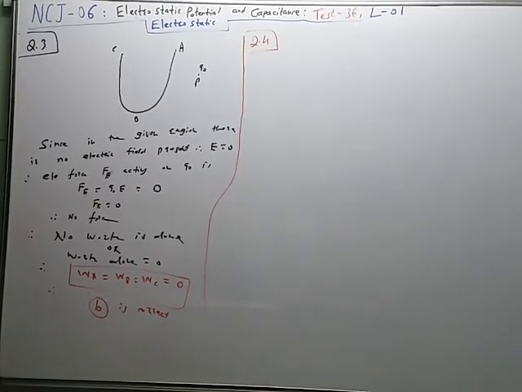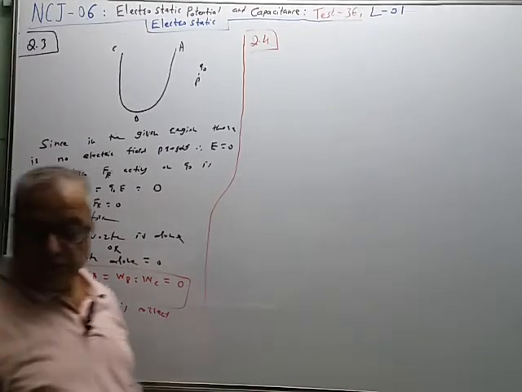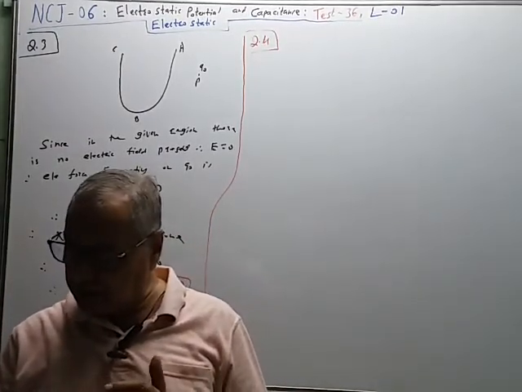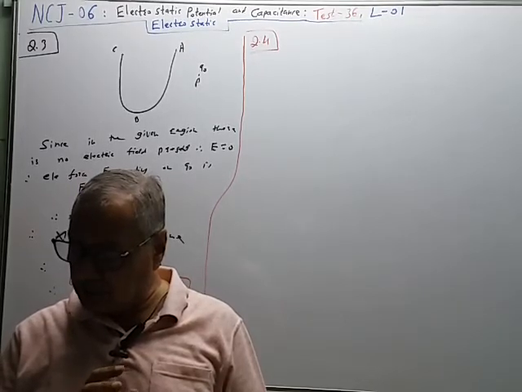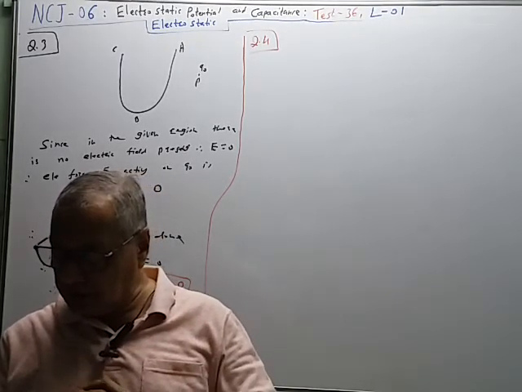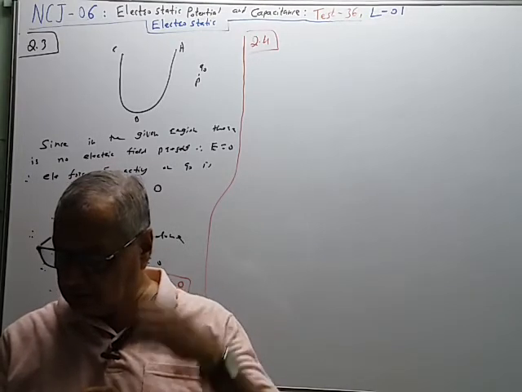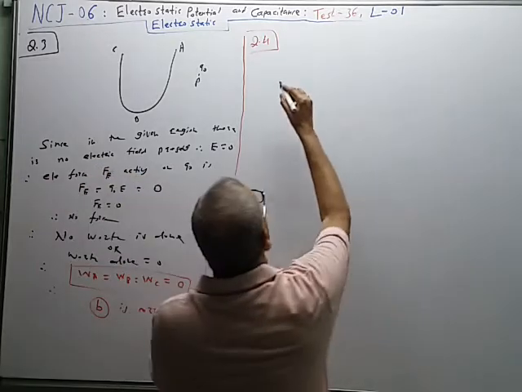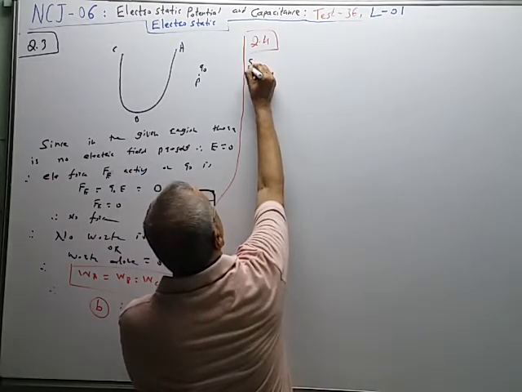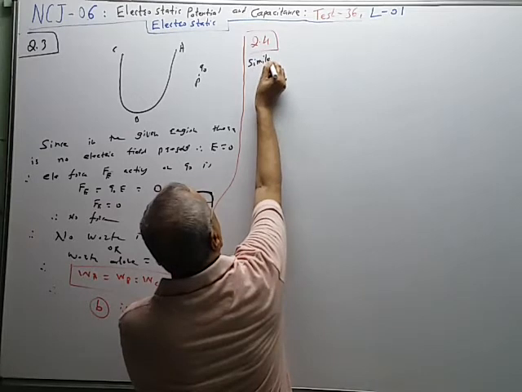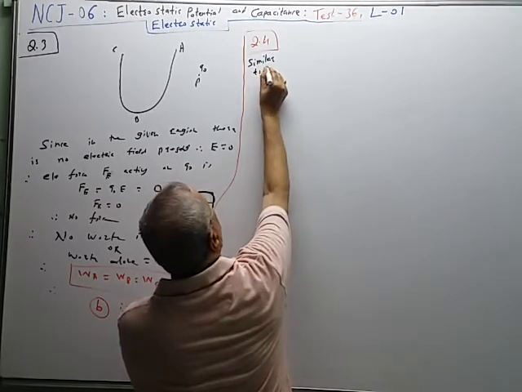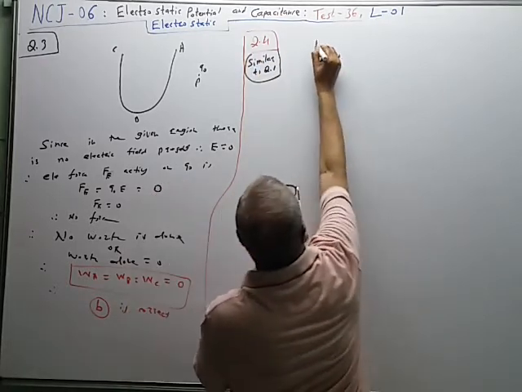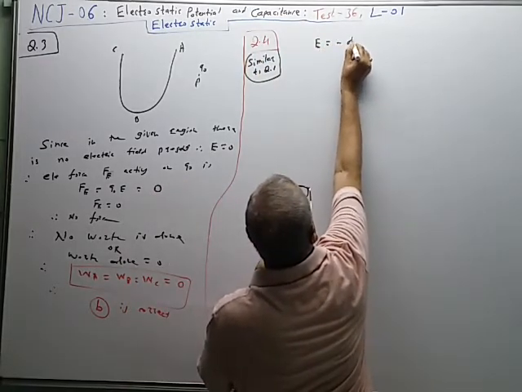Question number 4. It is similar to question number 1. A hollow metal sphere of radius 5 centimeter is charged such that potential at its surface is 10 volt. The potential at the center of the sphere is 10 volt. It is similar to question number 1. So E is equal to minus dV by dr.